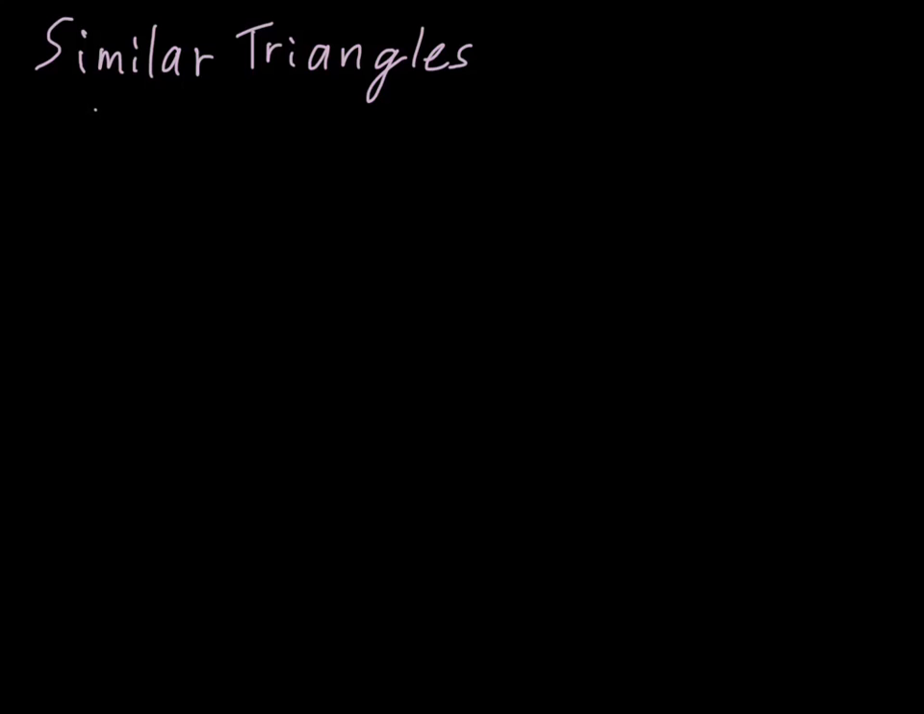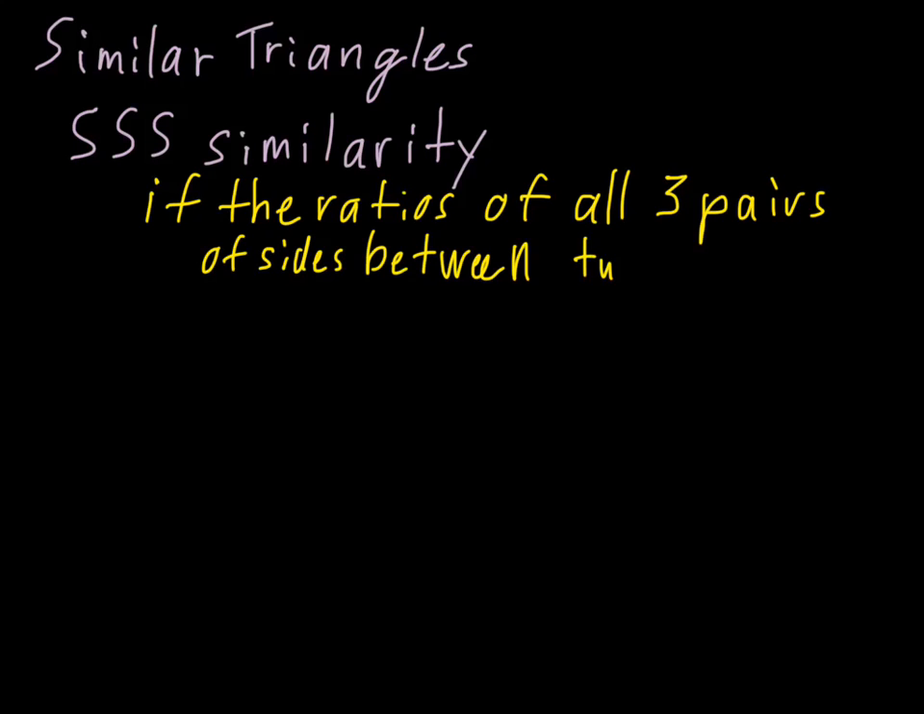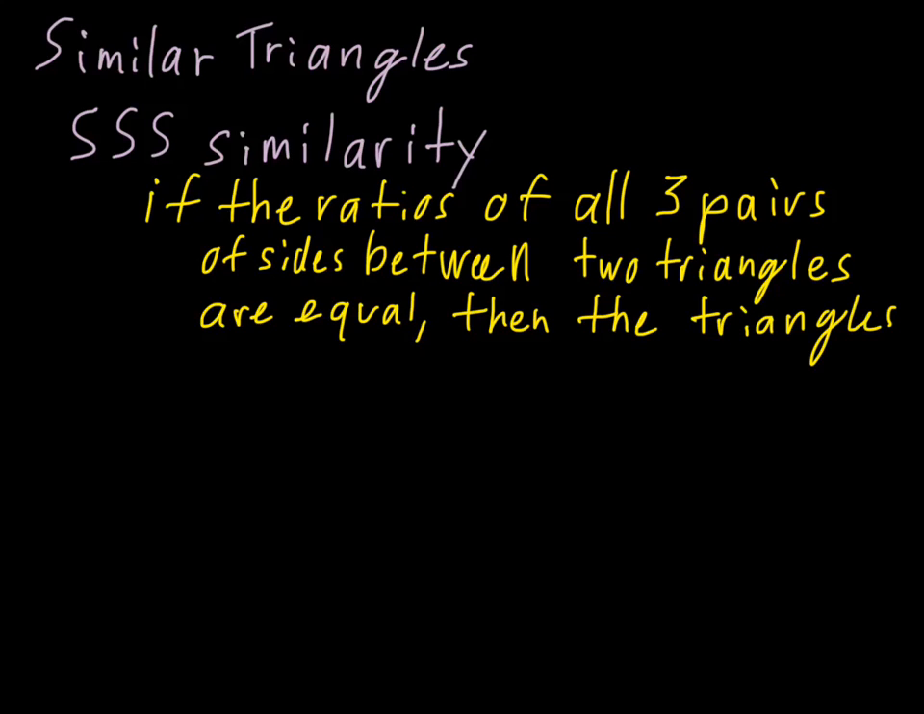And one of those ways is to use what is known as SSS similarity. So SSS similarity says that if the ratios of all three pairs of sides between two triangles are equal, then the triangles are similar. And so what does that mean?